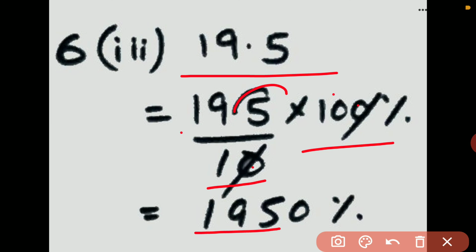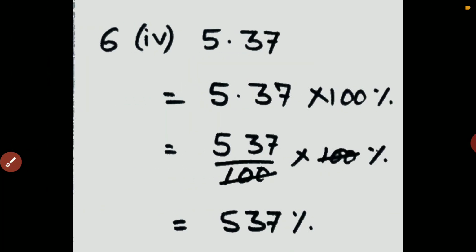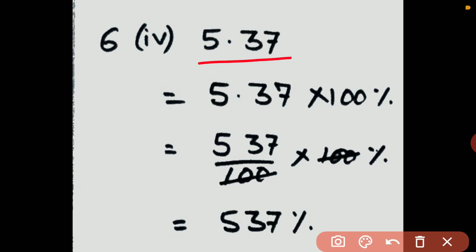So the next question will be question number 6.4. The question is 5.37. Like before, I have to convert it into percentage, so I am multiplying it by 100. Again, there are 2 digits after the decimal point, so I can put 100 in the denominator. This 100 and this 100 can be cancelled, right? One time and one time. So my answer will be 537%. This is all for exercise 16A.